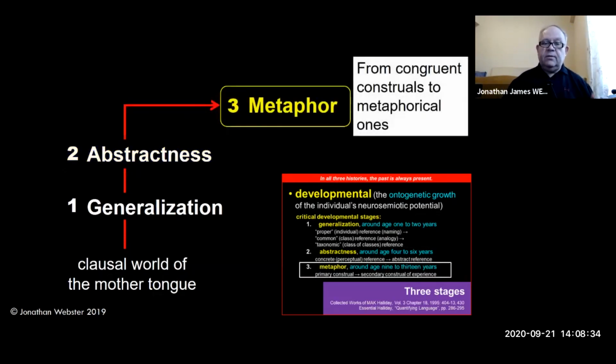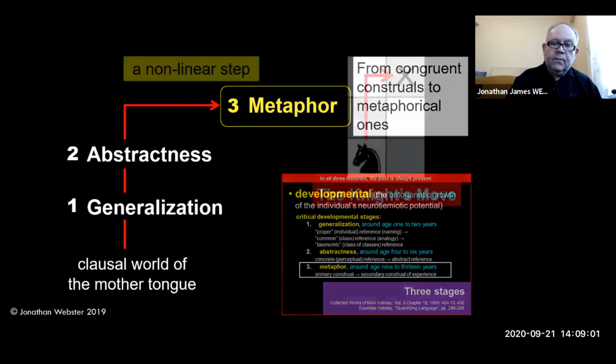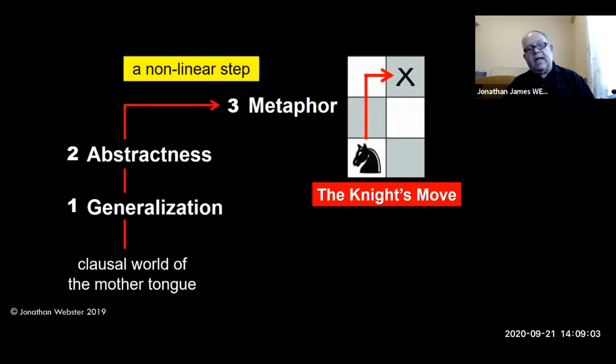Now, the next sort of level occurs around age 9 to 13, and this is where metaphor seems to emerge. Going from the primary way of construing things to a secondary way of construing it, reconstruing it, re-representing something. Now, Halliday talks about that as being a non-linear step.